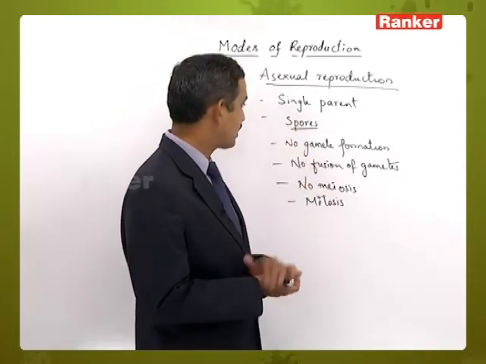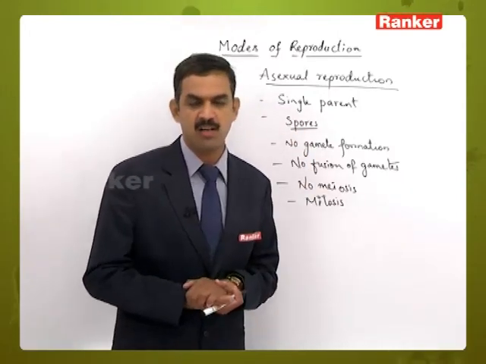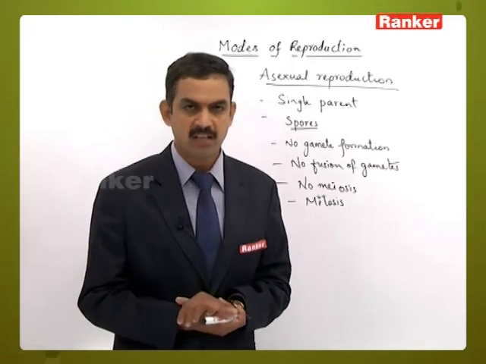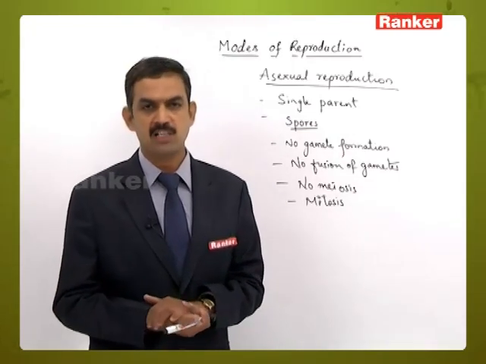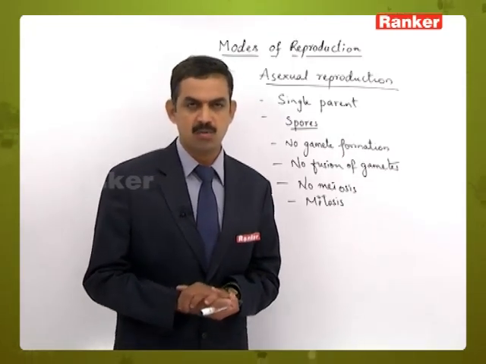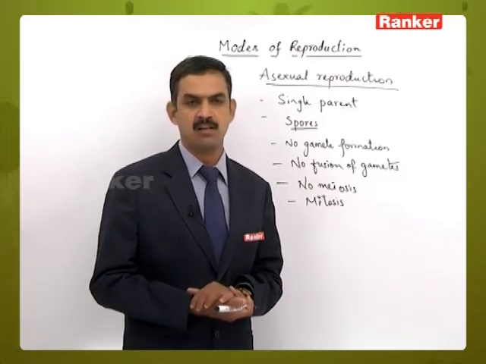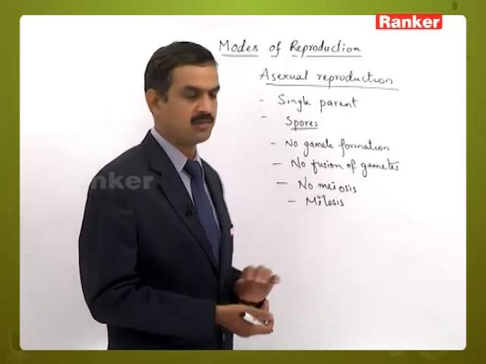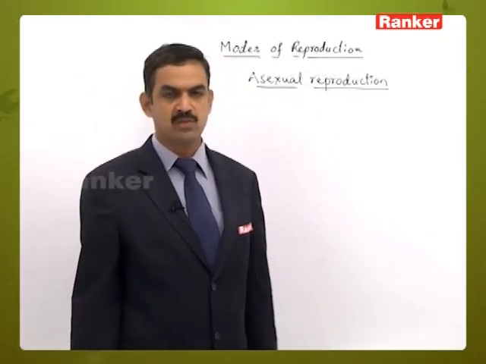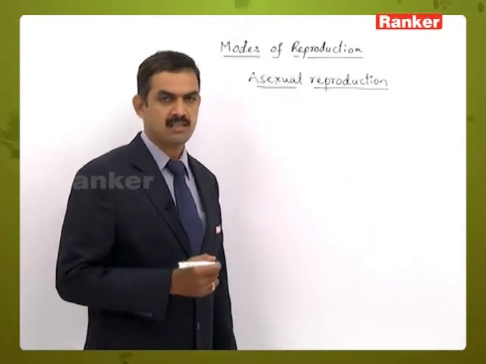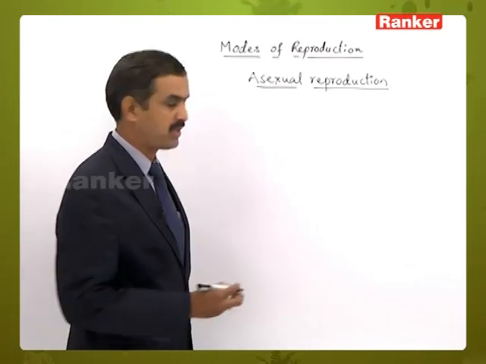And when we are talking about spores, there are two types of spores. Some are non-motile spores, and some of them are motile spores also. So let us discuss some of the types of asexual reproduction which take place in different groups of living organisms. Okay. There are many methods of asexual reproduction. So let us discuss some of the types here.